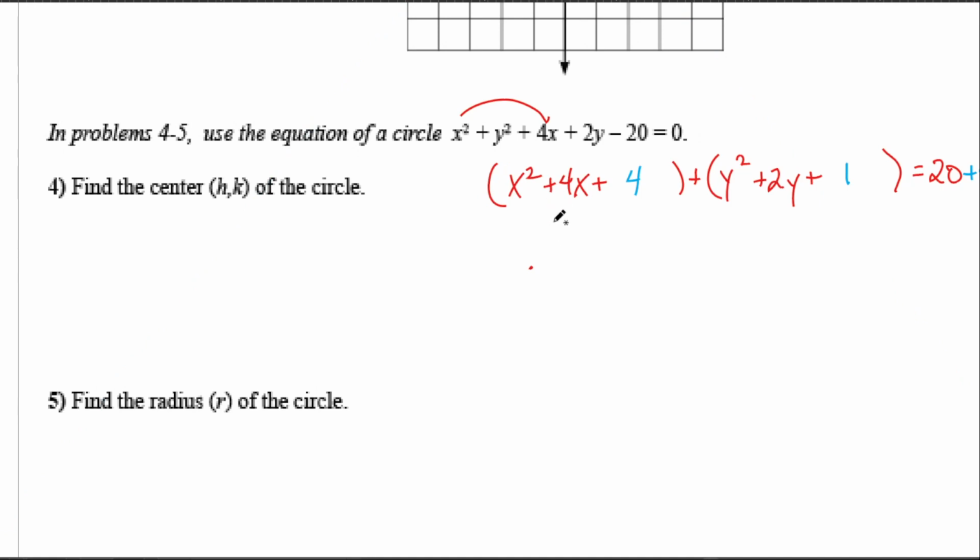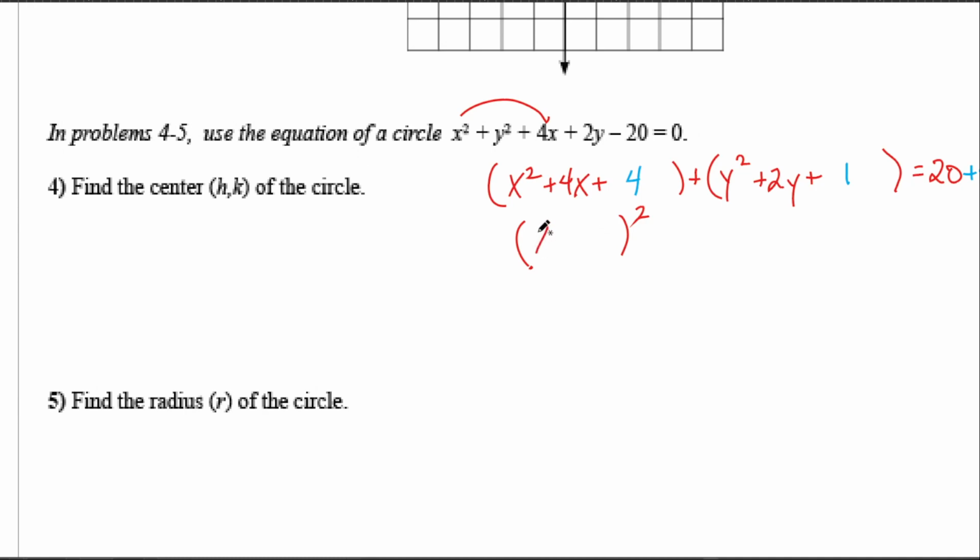Okay. Now, why did we do that? What was the whole purpose in doing that right there? It was to complete the square. It was to make it into a perfect square, because the standard form of a circle is a perfect square, all right? So it's x minus something squared. So that's what we want to write it like, okay?